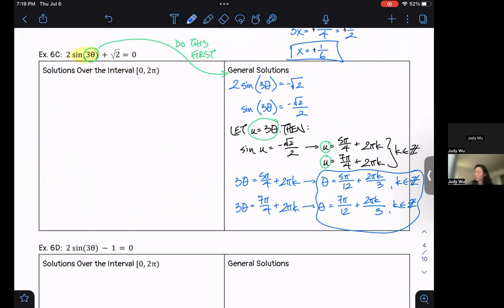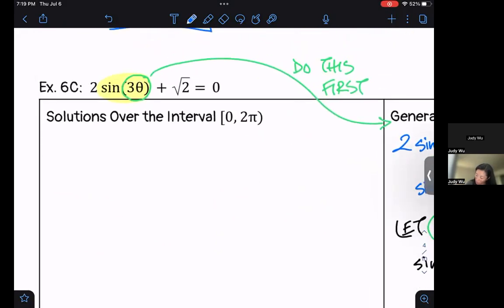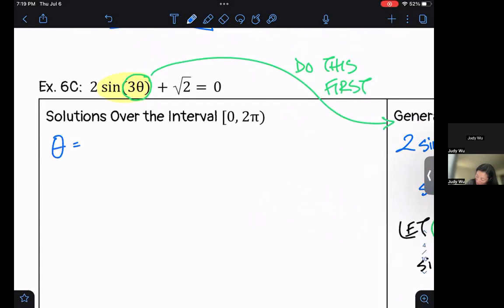Now here's what we're going to do. We're going to start by plugging in numbers for k, and we're going to start by plugging in 0. So one of my solutions is 5 pi over 12 plus 2 pi times 0, which really just leaves me with 5 pi over 12. So that's one of the solutions.